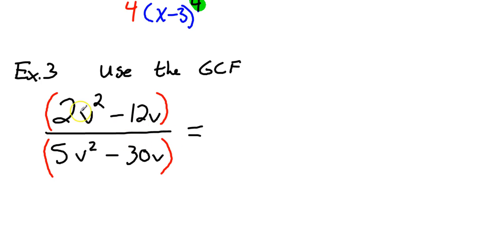All right, on the top, you've got 2v squared and 12v. 2 and 12, you can divide them both by 2. They both have a v, so let's take one of them out. 2 divided by 2 is 1, but we're going to have a 1v, so we don't have to really put the 1, so we just put a v there. Negative 12 divided by 2 is negative 6. We took the v out, so it's just going to be v minus 6 on the inside.